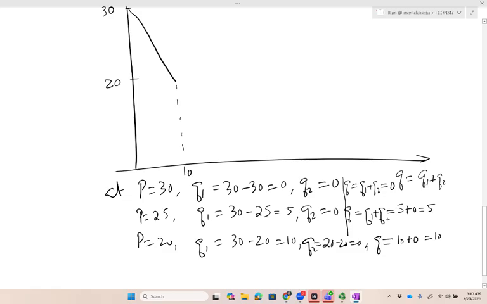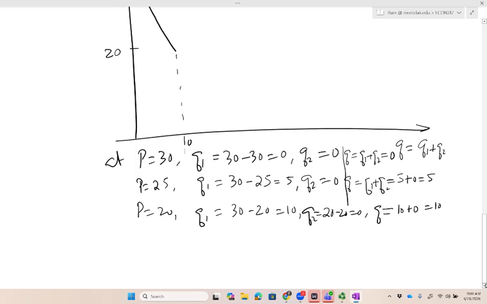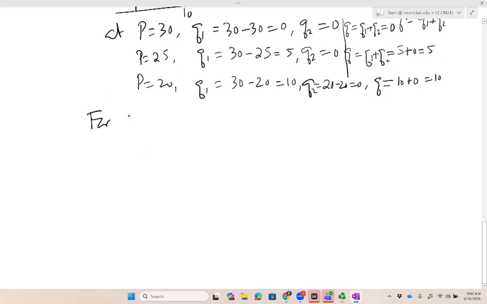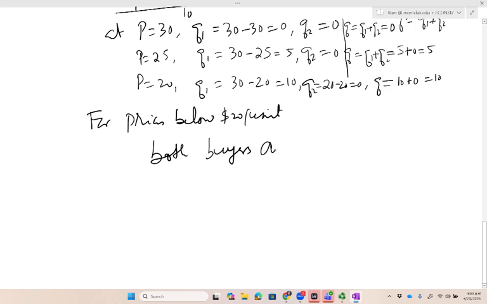We have 10. Now I go to prices which are below $20, and now you can see when price goes below $20, both buyers are operating in the market. For prices below $20 per unit, both buyers are able to buy the goods.